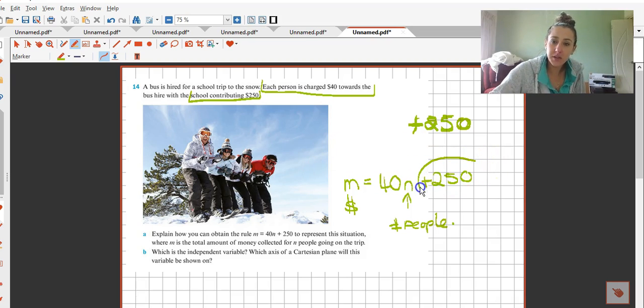This plus 250 is our constant. So we're always getting that 250, as we talked about, whether one person goes, no people go, 650 people go.